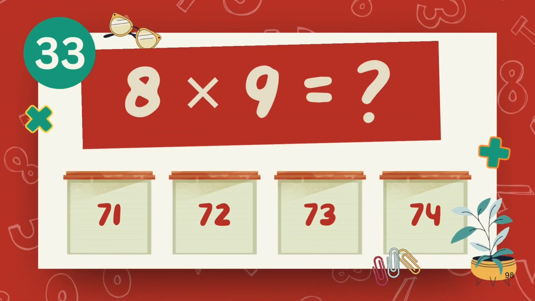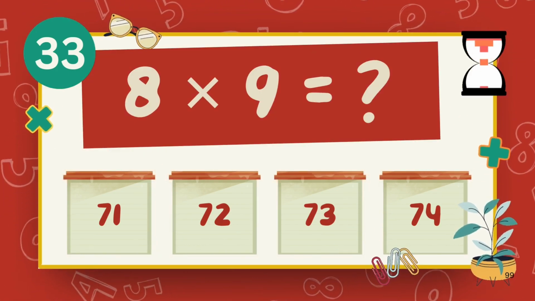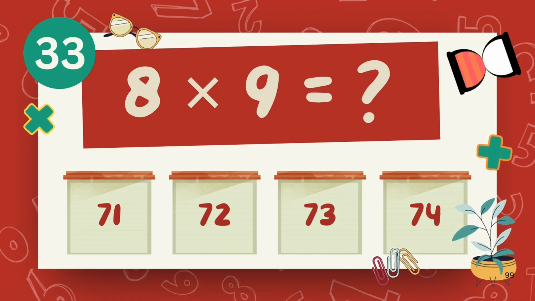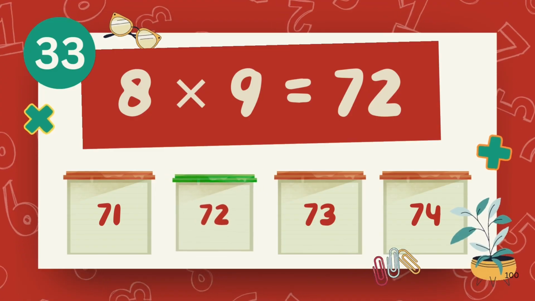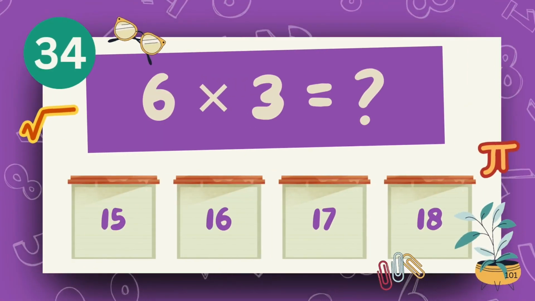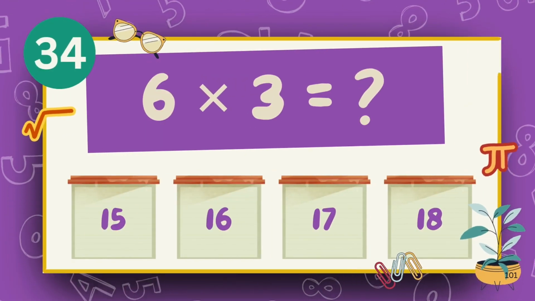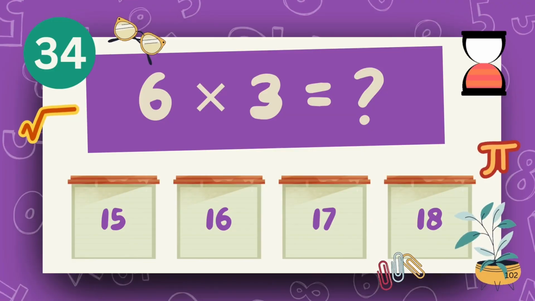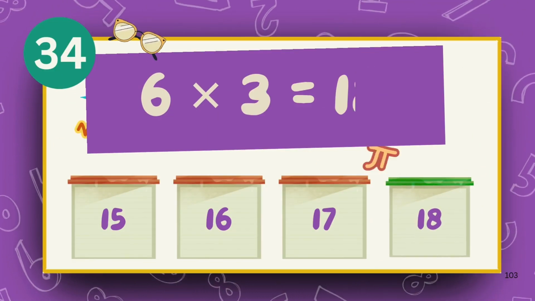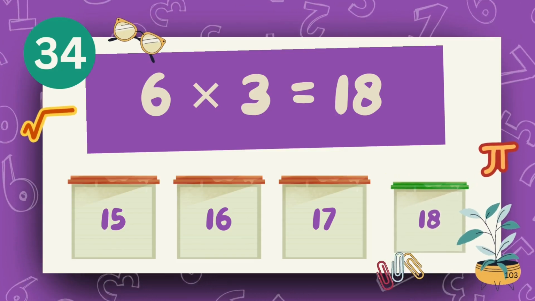What is 8 multiply 9? The answer is 72. What is 6 times 3? The answer is 18.